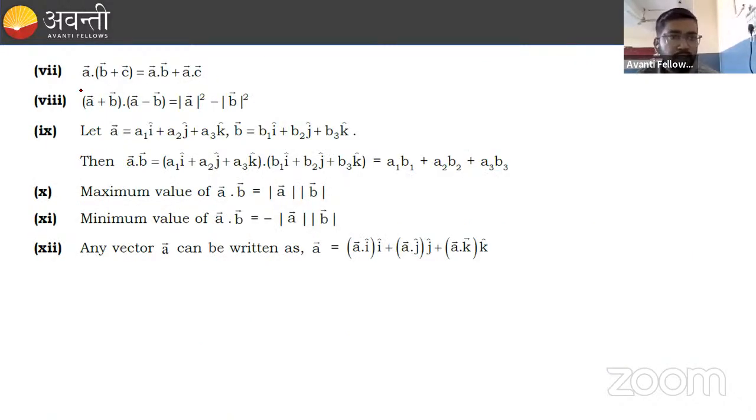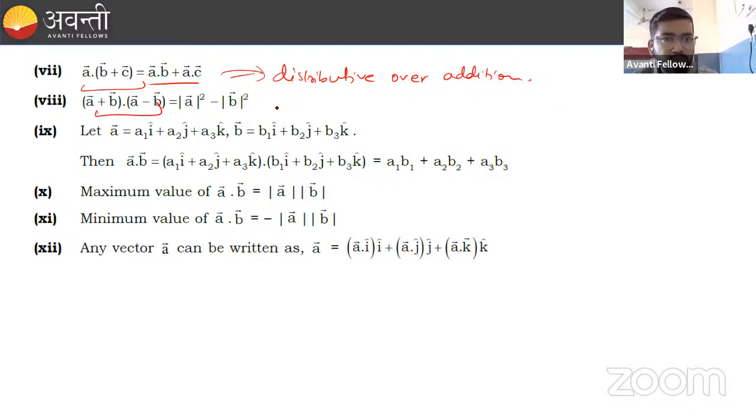Now here, a bar dot (b bar plus c bar) will be equal to a bar dot b bar plus a bar dot c bar. So this is like distributive over addition. You can say that the dot product is distributive over addition. So you can normally multiply the brackets.